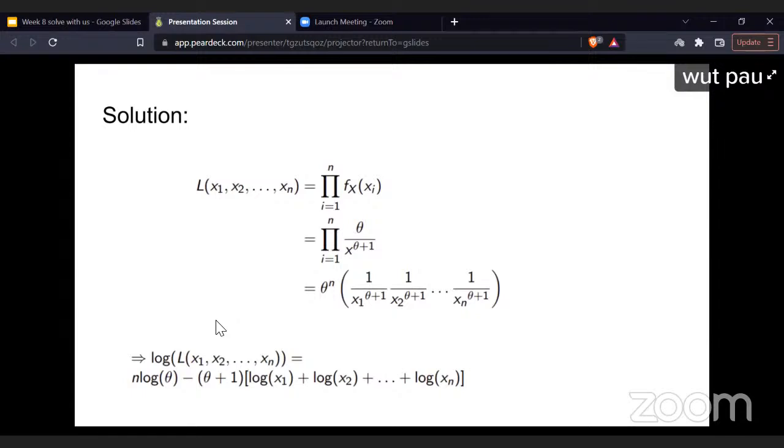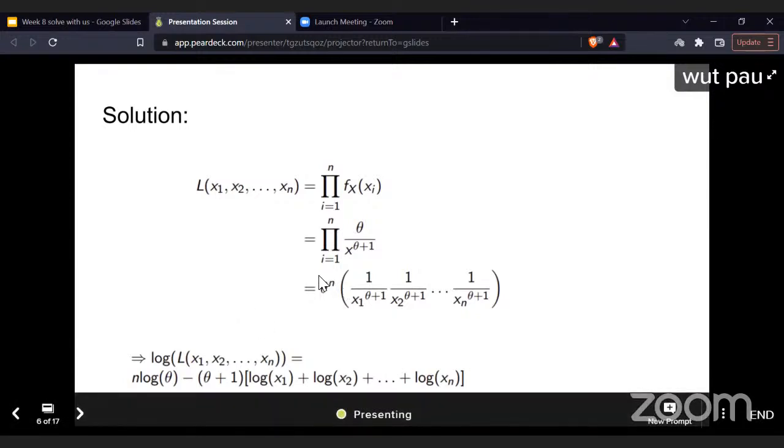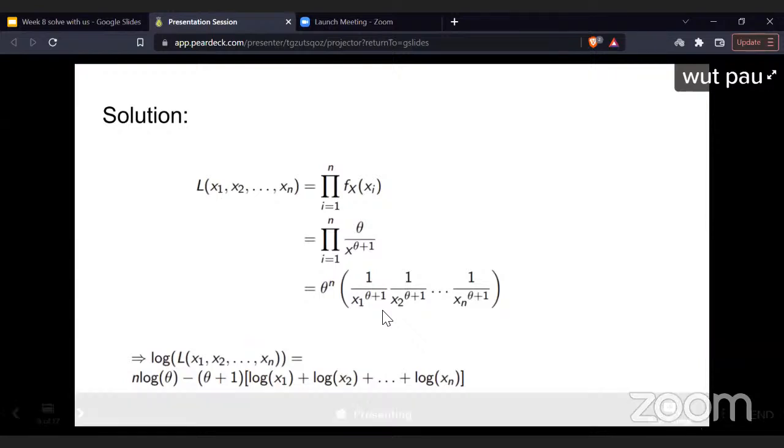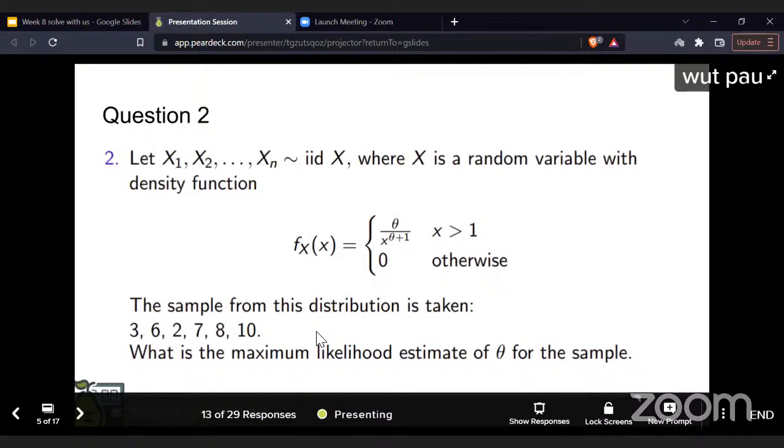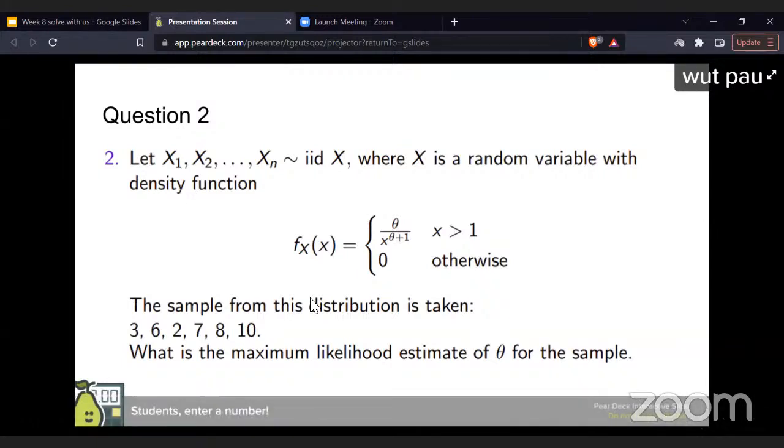So once you do it, you will get something of the form theta to the power n into 1 by x1 to the power theta plus 1 times 1 by x2 to the power theta plus 1 and so on. So what are x1, x2, xn here? If you go back to the question itself, what is x1, x2, x3, x4? Can you find out what is x1, x2, x3, x4 and all that?